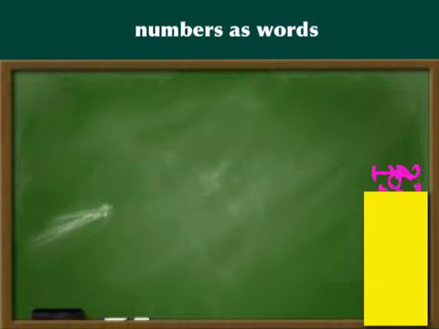Okay, let's have a look at some numbers as words. In my yellow envelope on my blackboard here, I've got a couple of numbers, and they're written using digits or numerals, and we're going to see what they look like when we write them in words. So let's have a look. I'll pull out the first one.